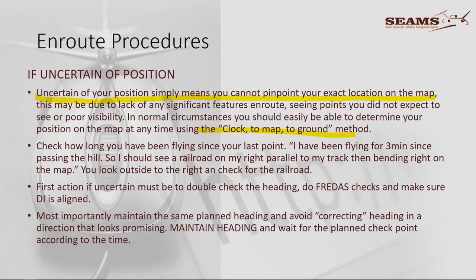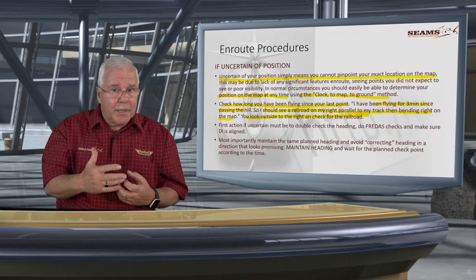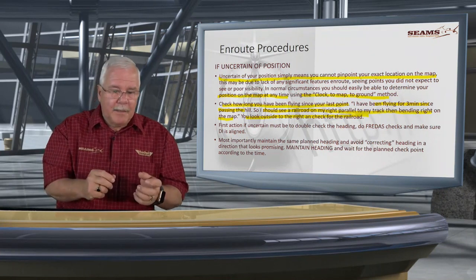There's a couple of tips here. Maybe you can't find your position. Check the time. How long have we been flying? I've been flying for 3 minutes since passing that hill, so I should see the railroad on the right and the track on the map. You look outside to the right and check for the railroad. Yes, I am starting to use a little bit of logic: if I'm here, then there, and maybe that.